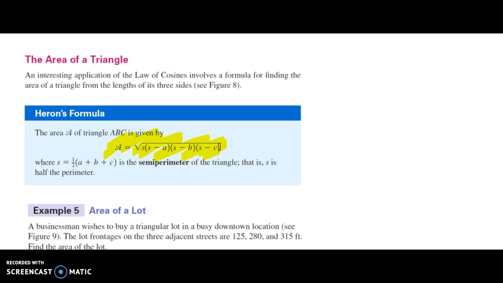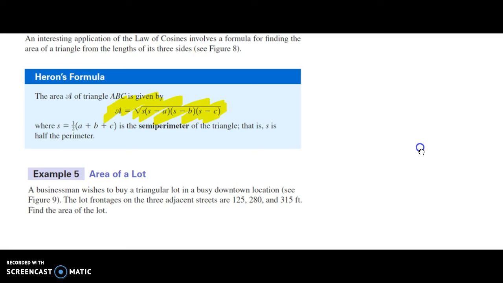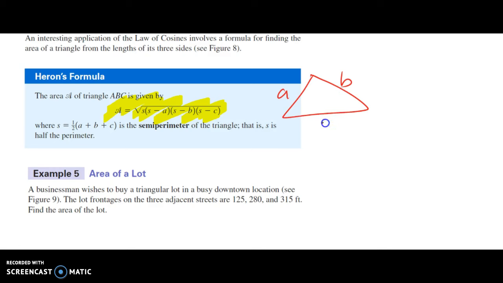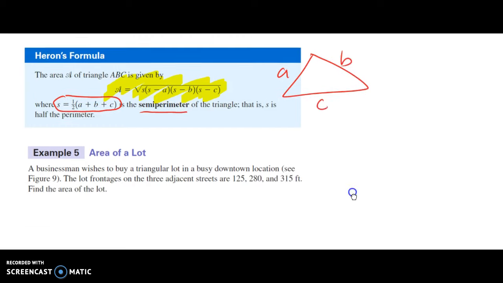On your homework, your cosine worksheet and your sine worksheet will have you find area. You can use either formula. I'm fine with that. So this is called Heron's formula. A, B, and C are still sides, but S is what's called the semi-perimeter, semi being half. So it's the half perimeter. And you'll see this here.